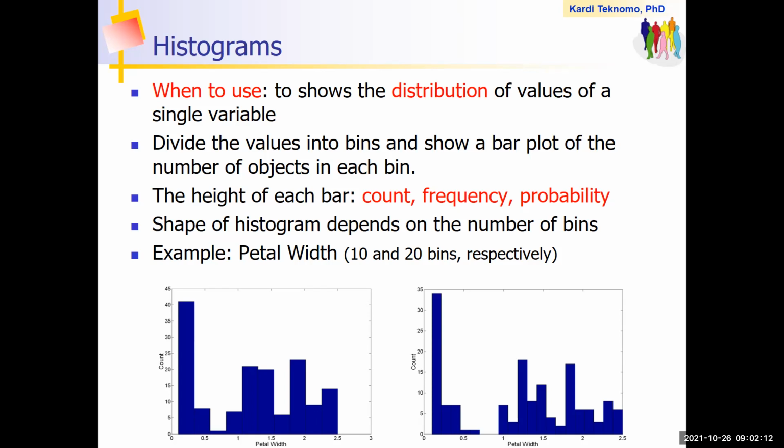Okay, so the shape of histograms depends on the number of the bins. Right? So look at the left hand side and the right hand side here. They are actually the same information, the same data of petal width of the iris data set. Okay, one is using 20 bins and the other one is using 10 bins.